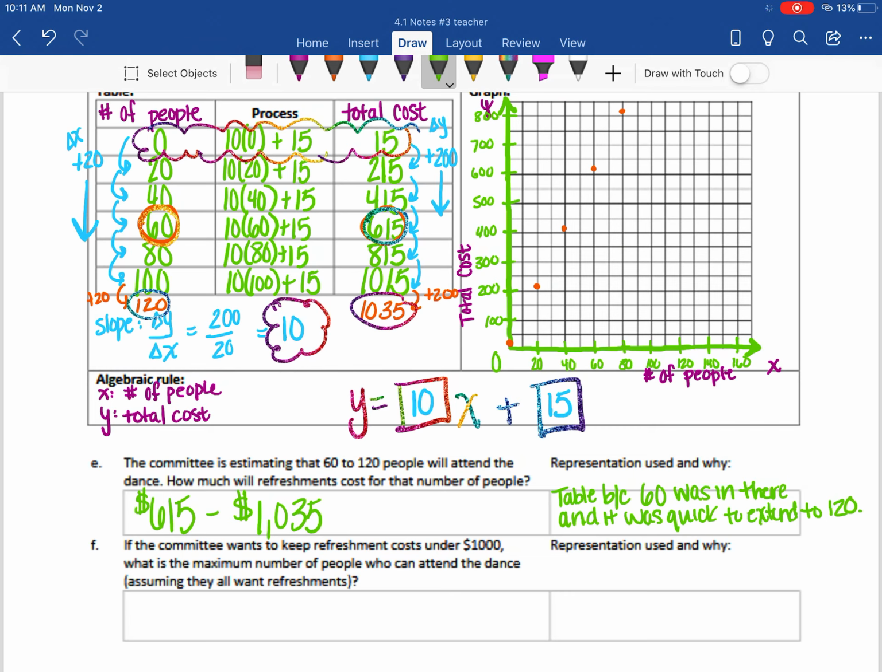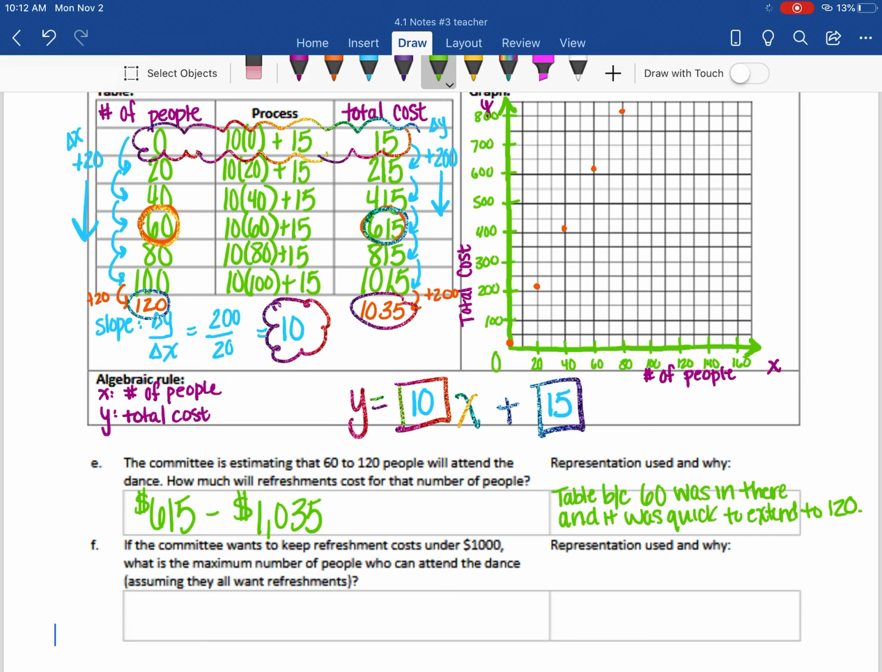Okay, let's take a look at the next one. If the committee wants to keep refreshment costs under $1,000, what is the maximum number of people who can attend the dance, assuming they all want refreshments? Okay, so we can look at the table for this, and we can see that it's probably close to 100 people, because 100 people cost $1,015. However, we cannot get an exact answer using the table.